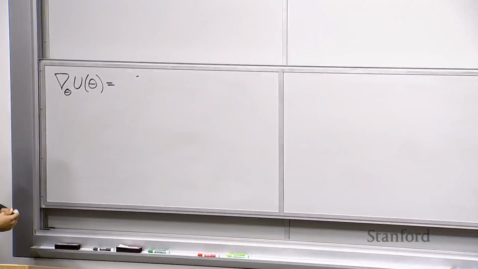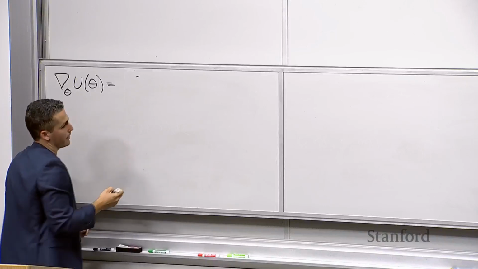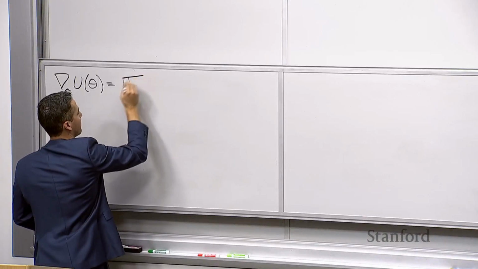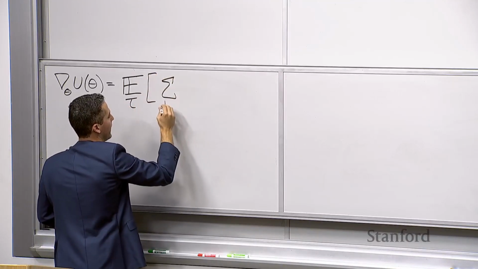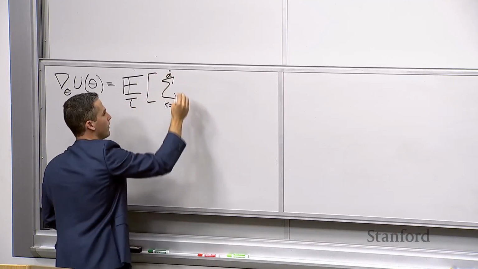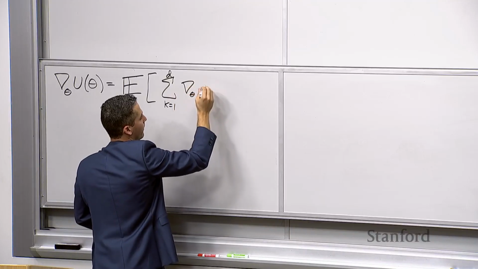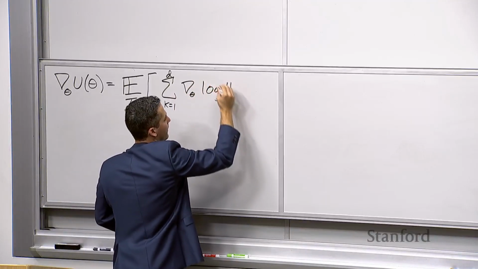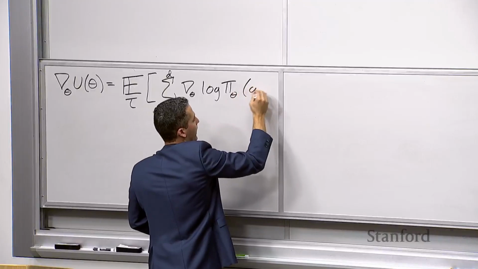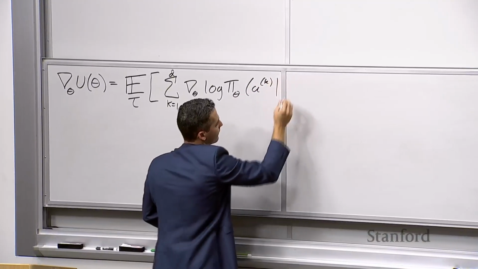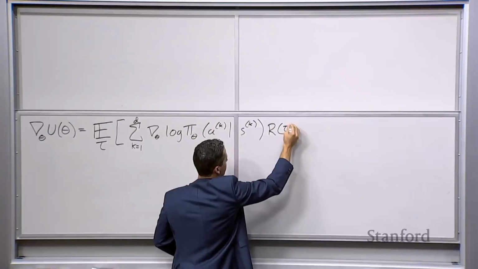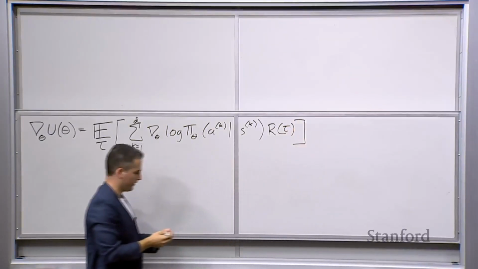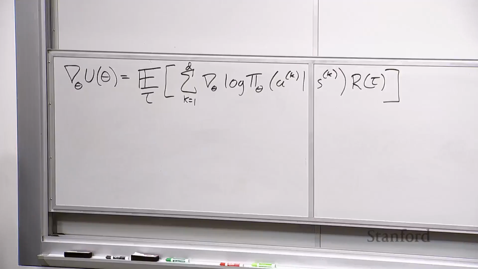Okay, so the expression that we come to at the end is going to be this expectation over trajectories, the sum from k equals 1 to our depth, times the gradient with respect to theta of log pi theta of a_k given s_k, times the reward along the trajectory. Okay, so that's the end result of the likelihood ratio policy gradient.